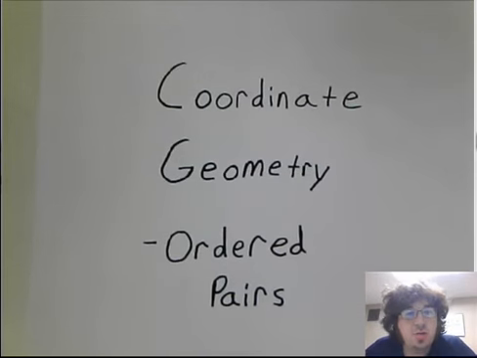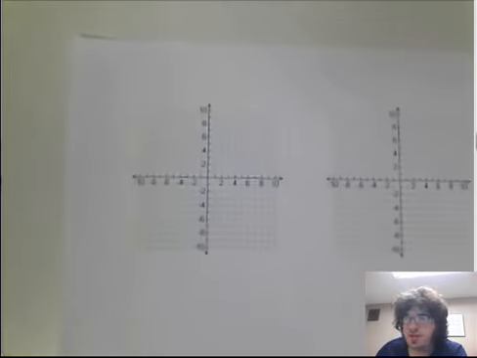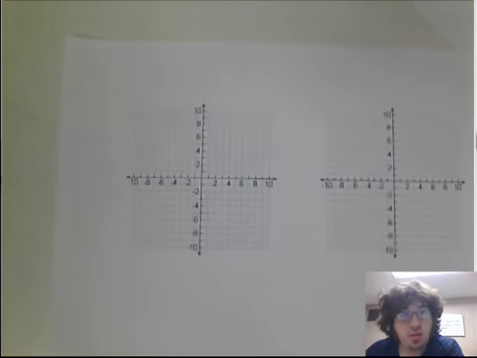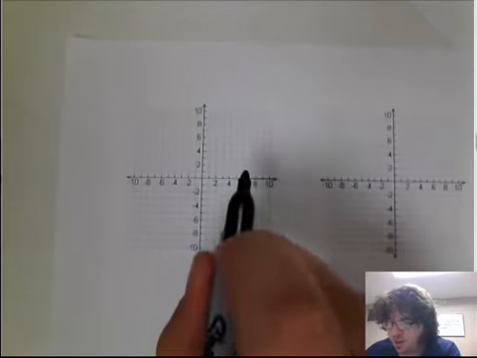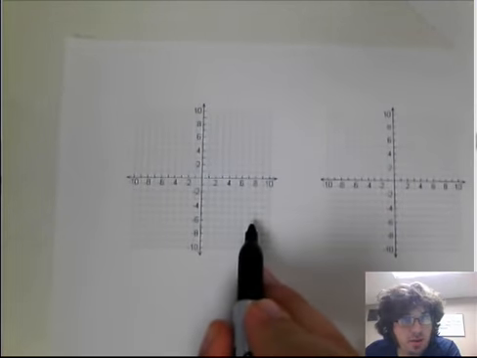Alright, today we're talking about coordinate geometry, and in particular, what are ordered pairs? Okay, so first, let's go through some basics. Here is our coordinate plane, or our graph. Okay, and we have four quadrants, as we call them.